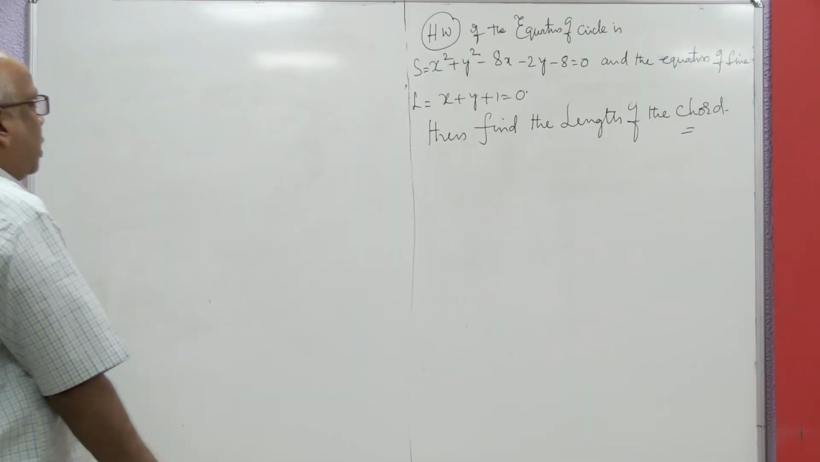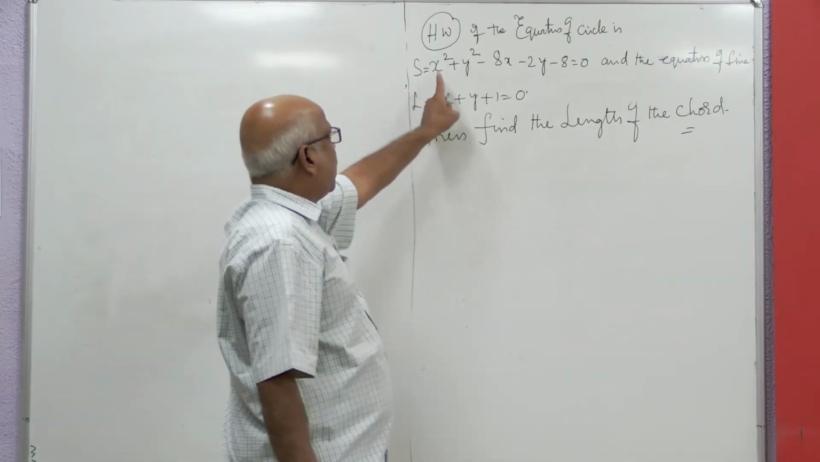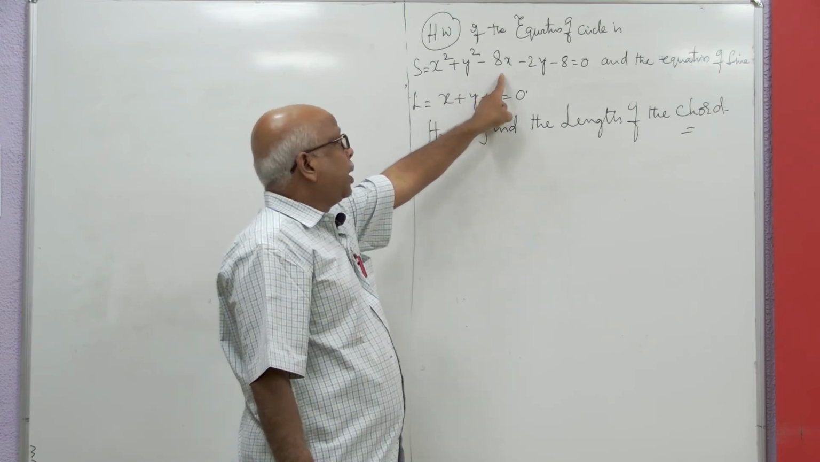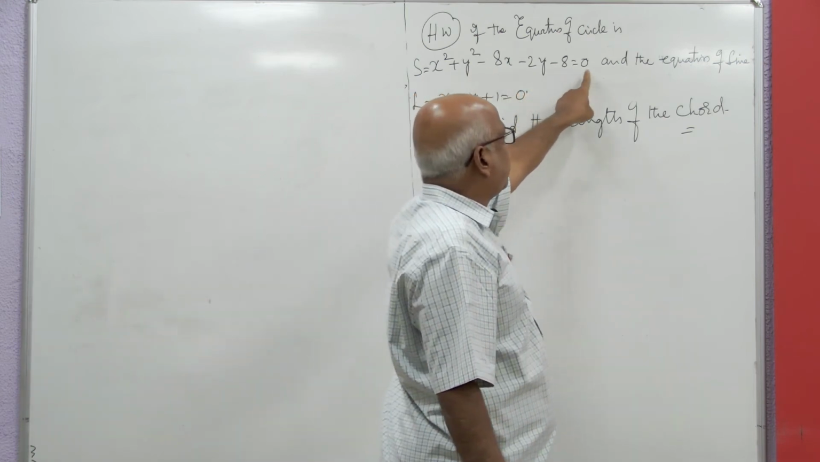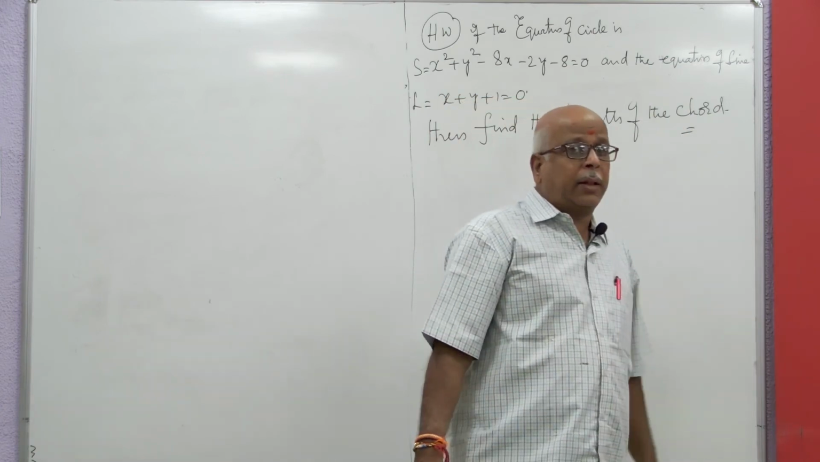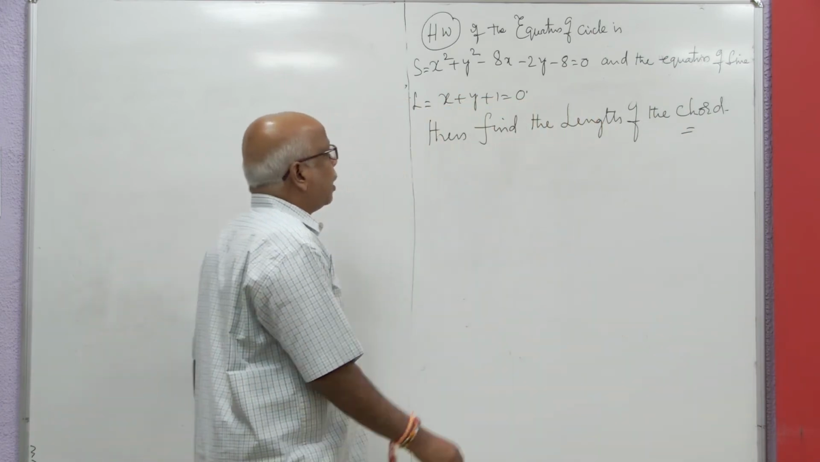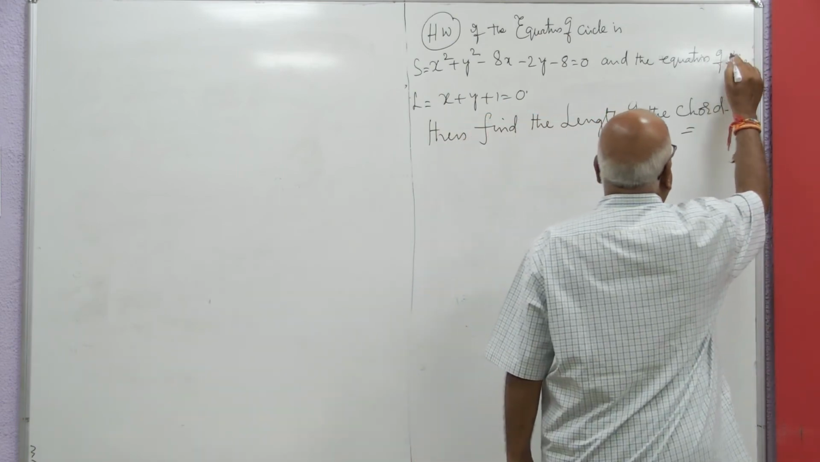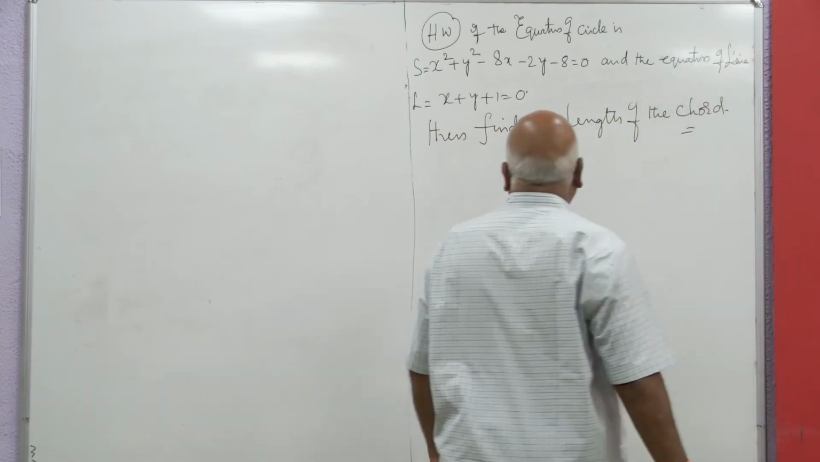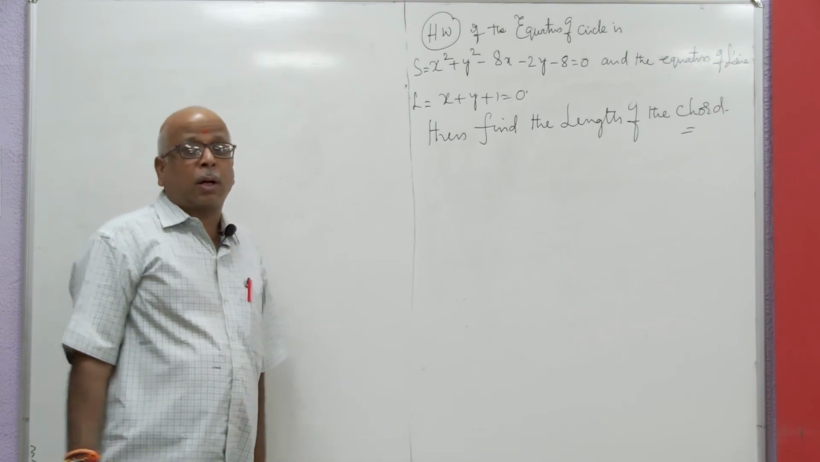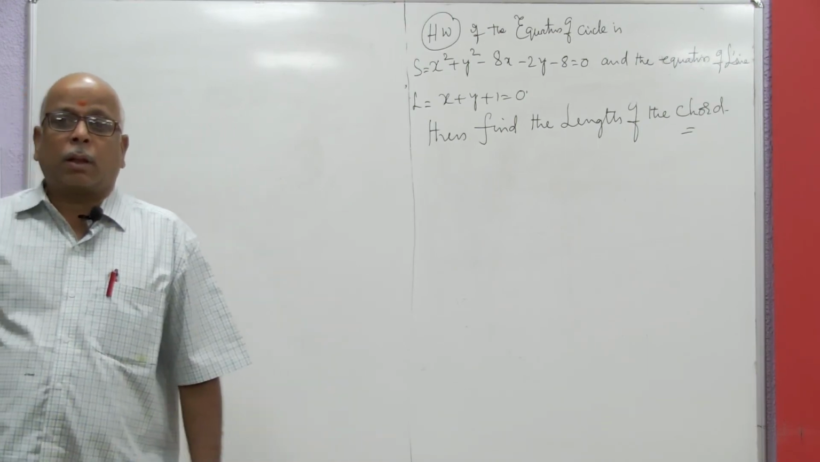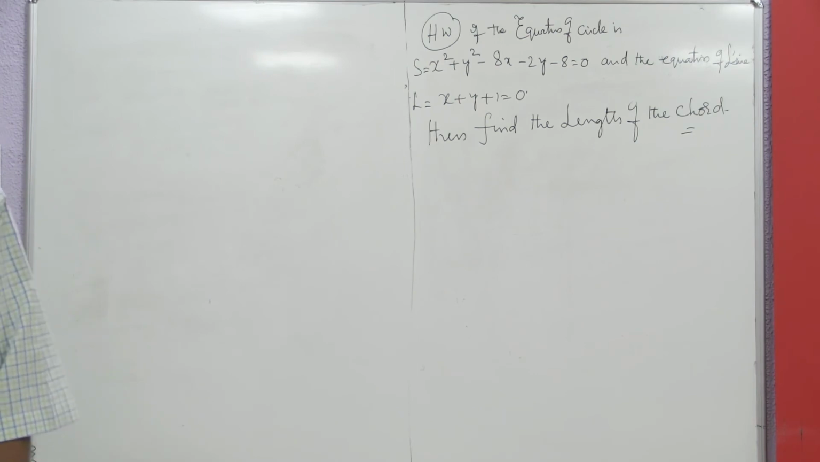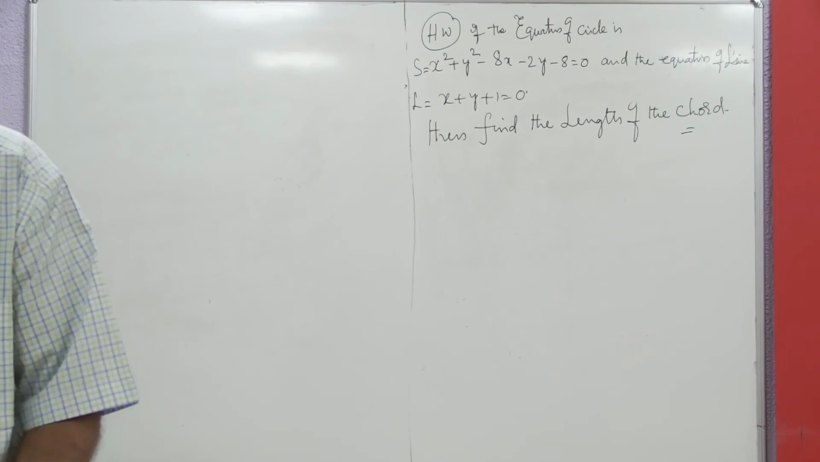Now, if the equation of the circle is S equal to x square plus y square minus 8x minus 2y minus 8 equal to 0, and the equation of the line is x plus y plus 1 equal to 0, then find the length of the chord. That is our homework problem.